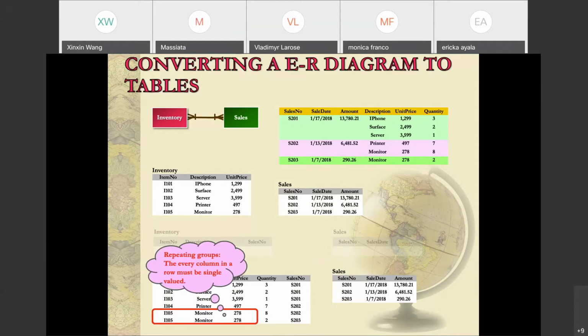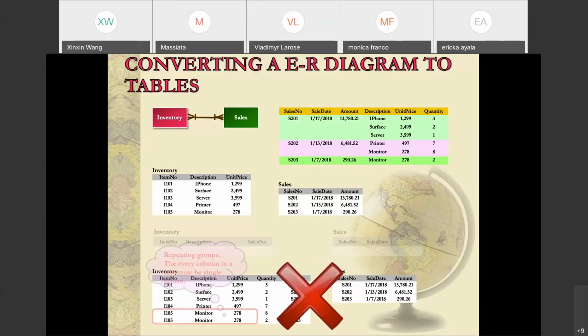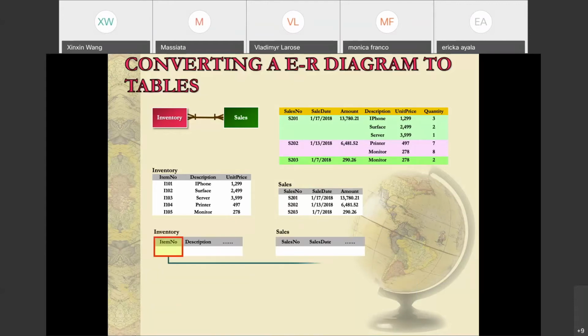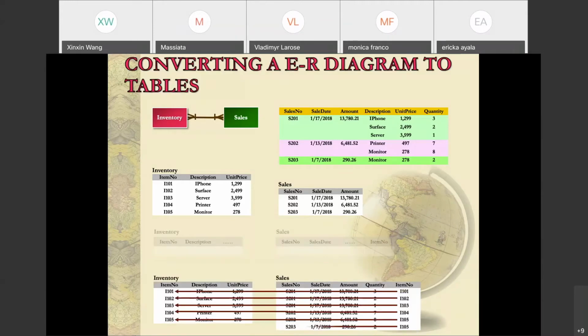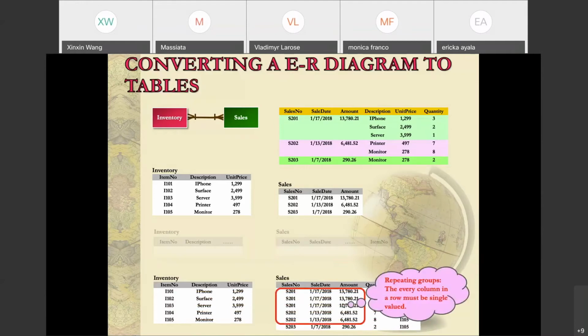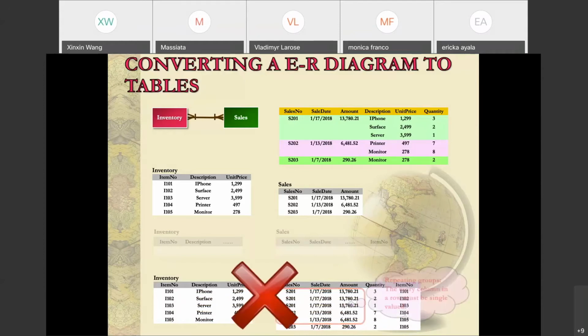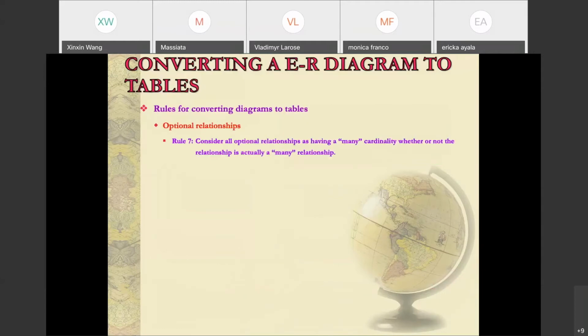As we know, every column in a row must be a single value. So what's the solution for that? We add one column for the sales with the item number. Then everything matches. But we still have the repeat groups. It has to be a single value. It's still wrong.